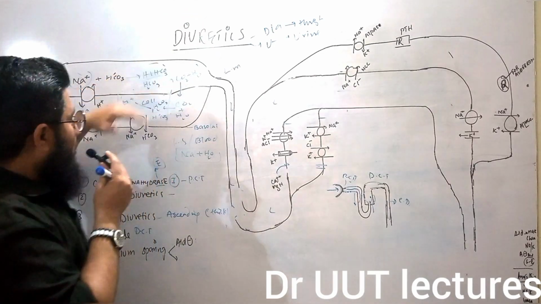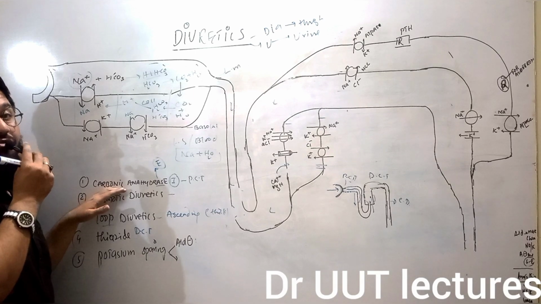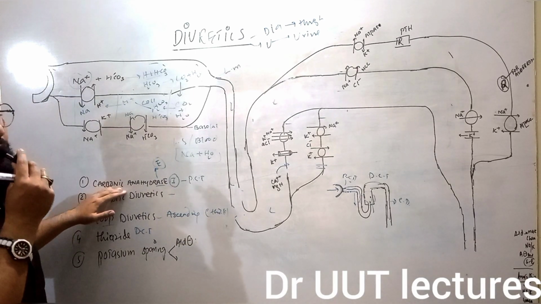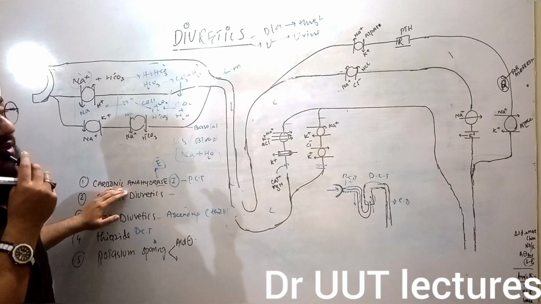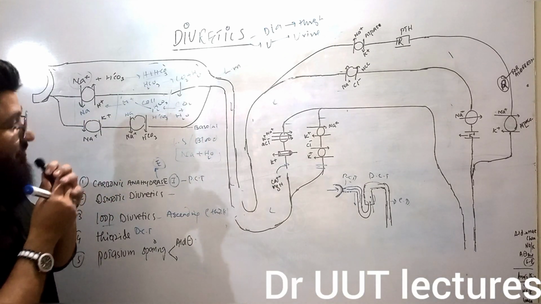First of all, we will take carbonic anhydrase inhibitor drugs. These carbonic anhydrase inhibitors will remove the excess fluid, the water, from the body by means of a certain mechanism. Now what is the mechanism? Very simple.